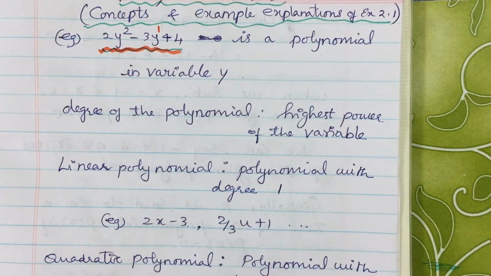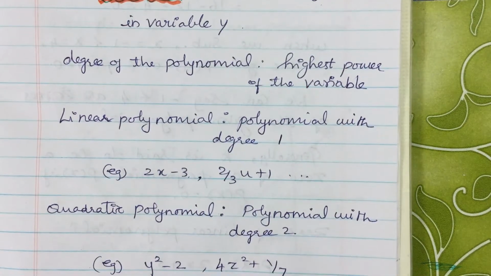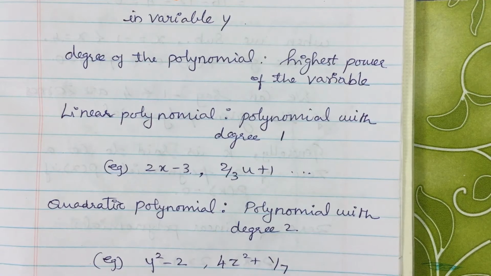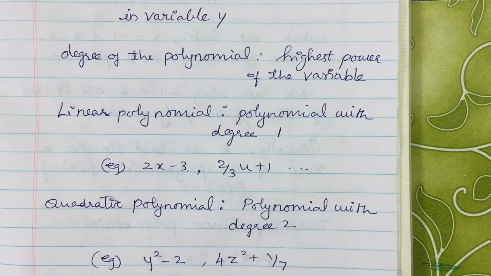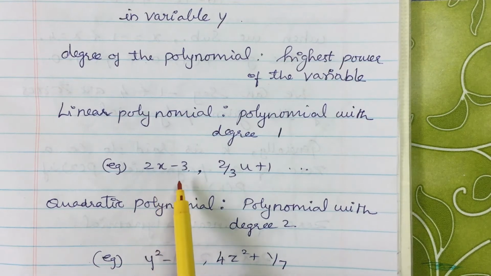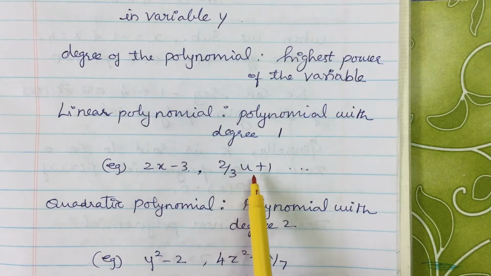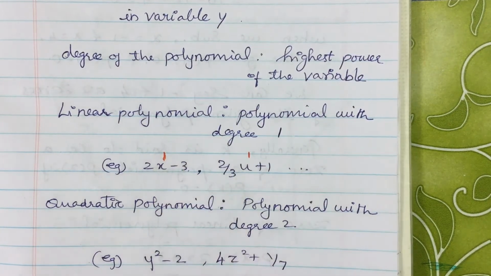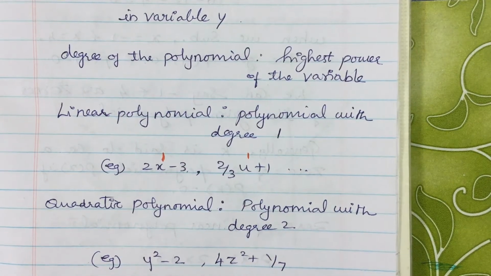And then linear polynomial. What do you mean by linear polynomial? Linear polynomial means the polynomial with the degree 1. You can call it as linear polynomial. Already you would have studied about this in your lower classes. So I have given some examples: 2x minus 3, 2 by 3 u plus 1, where the degree of the variables coming there is 1.